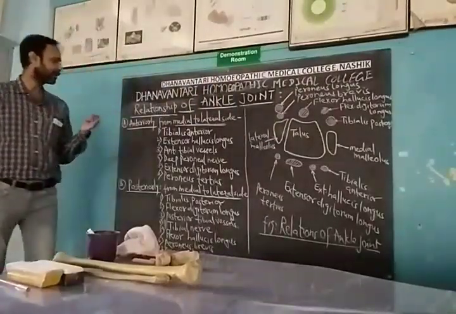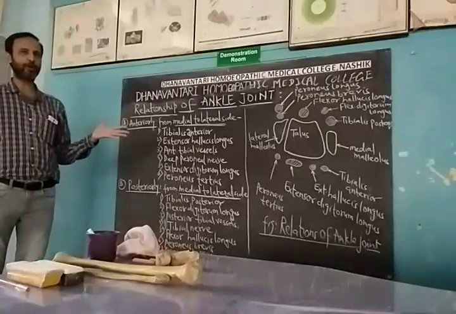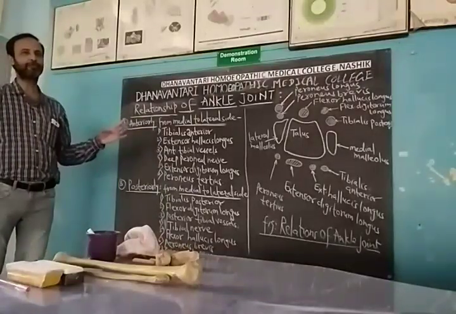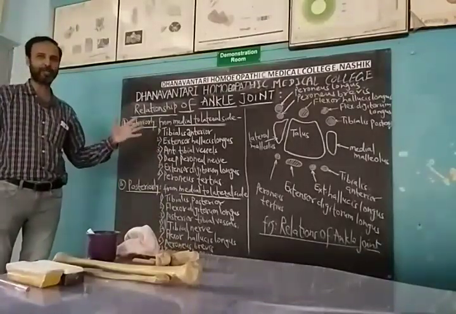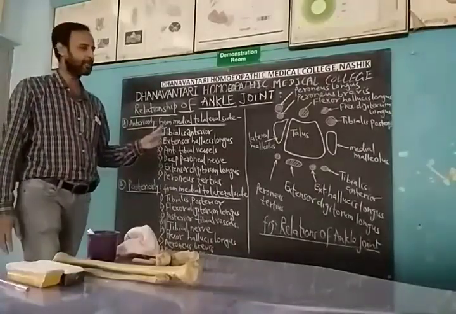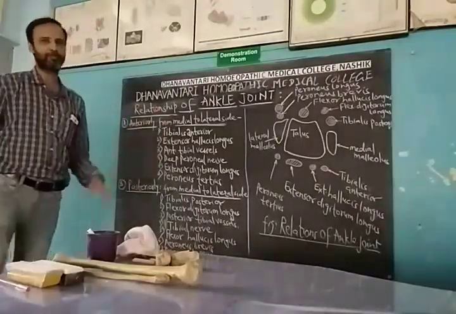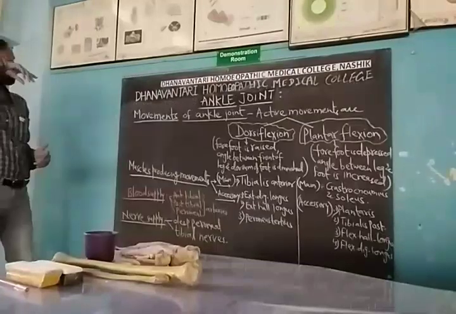So the tendons, four on the anterior, five on the posterior, and they also give stability. These are the names of the tendons. Very simple. Clear. So this is all about the relationship.